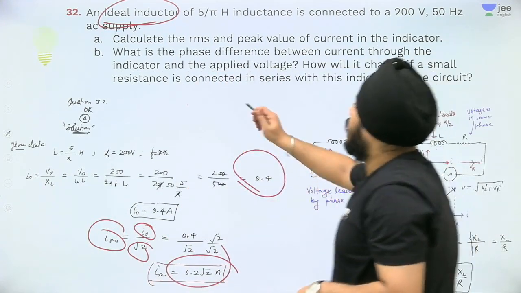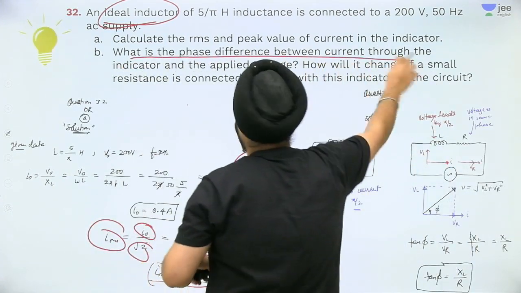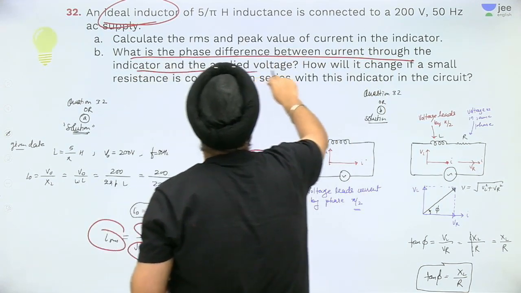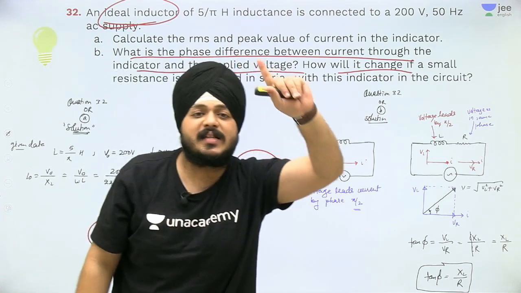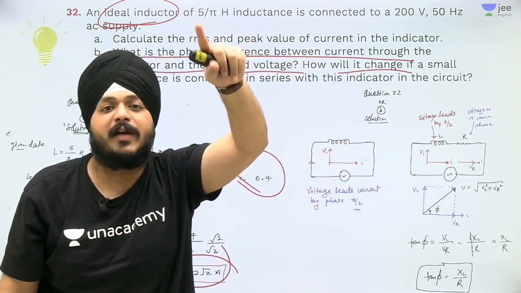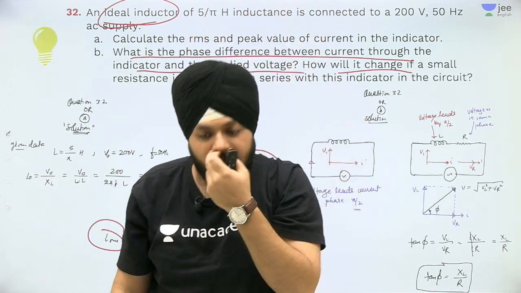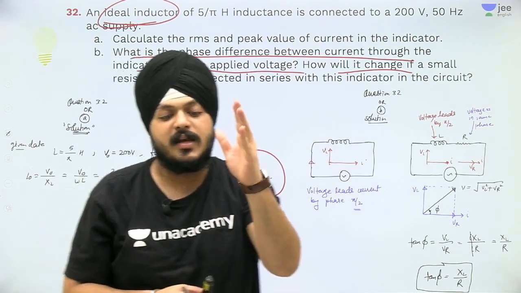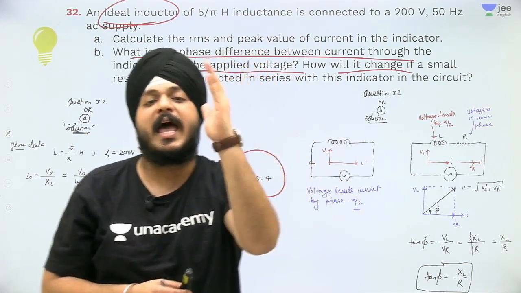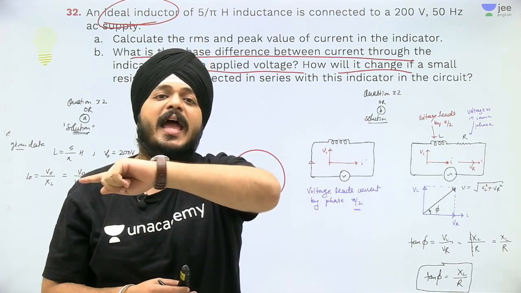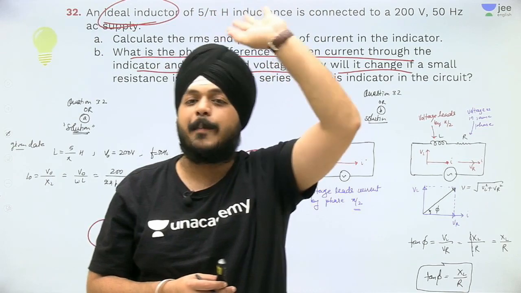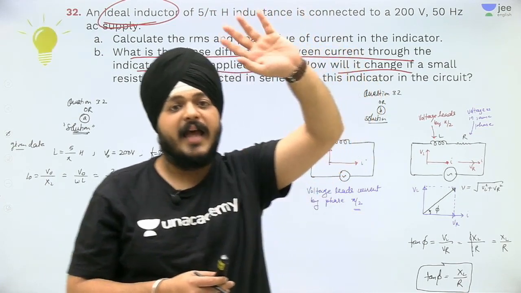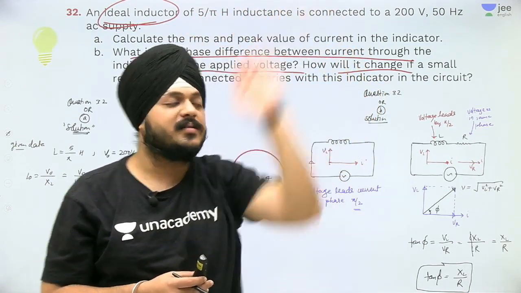And next, what is the phase difference between the current through the inductor and the applied voltage? How will it change with a small resistance? See, if the value of the resistance is very less than the inductor, in that case the phase angle would be in between 45 to 90, and specifically it is taken as approximately 90. And if L is greater, then it exceeds 90.